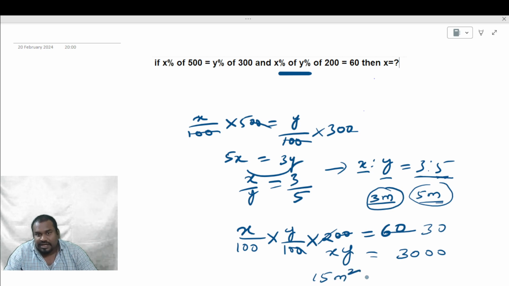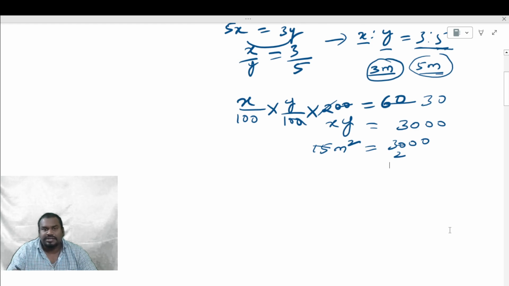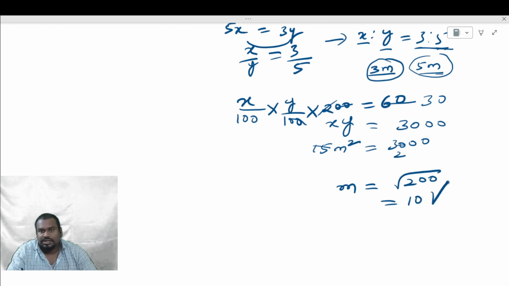Then it will become 15M square is equal to 3000. So 15 ones are 15, 15 twos are 30, so it is nothing but M square is 200. It's not a perfect square, but 100 is a perfect square. So we can get the value of M as under root 200. That is nothing but 10 root 2. 10 root 2. I hope you understood this thing.